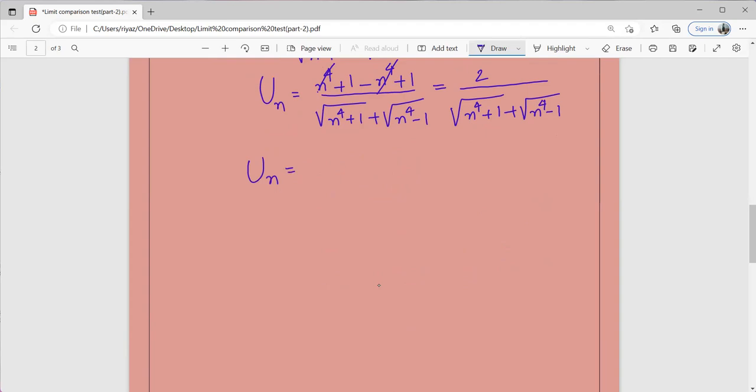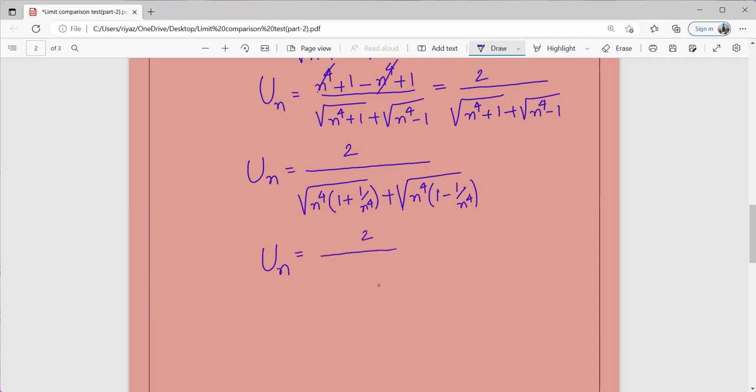un is equal to 2 divided by, under the root only, I want to take n power 4 as a common term. So what is left? 1 plus 1 by n power 4, plus. Under the root, once again I'll be taking n to the power of 4 common. We are left with 1 minus 1 by n power 4. Clear? Any doubt? No doubt.